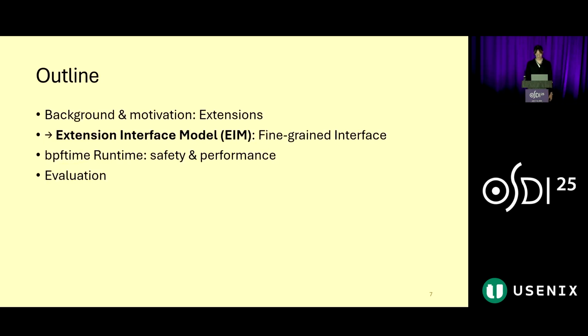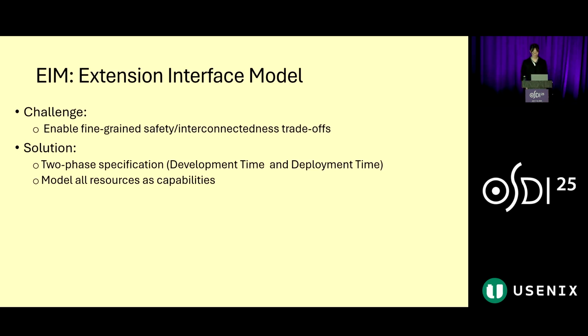Now let me discuss the motivation of the problems and the challenges. Let's get into the EIM part, which is the interface. The goal of EIM is to enable a fine-grained trade-off between safety and interconnectedness. This is a challenge because the safety-interconnectedness trade-off is a per-deployment decision. It depends on what the person deploying the system, like the system admin or the extension manager, wants to enable or choose. But the person deploying the system is not the developer of the system, so they lack application expertise. They don't know what extension features should be allowed by the application.